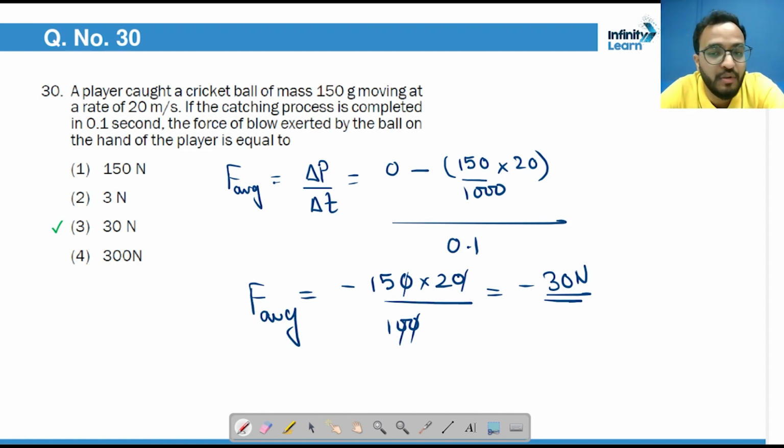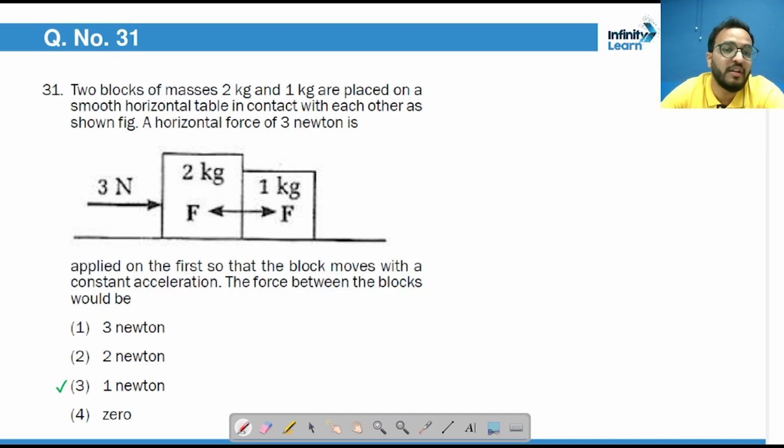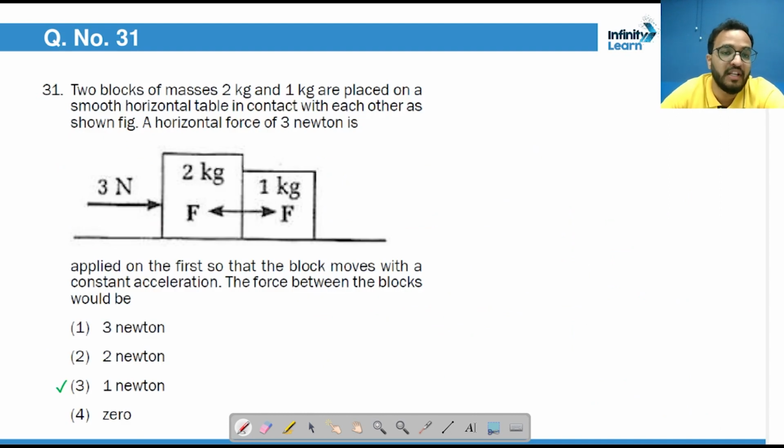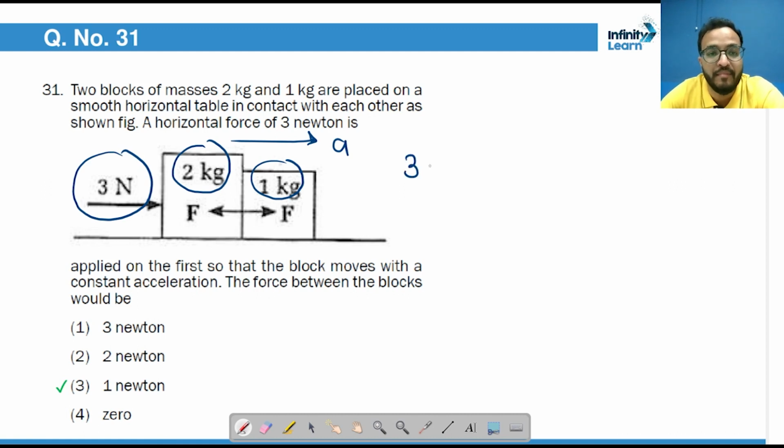Is it understood? Now question number 31, it is exactly similar to question number 29. Here they have already divided it, and they have said that it is 2 kg and this is 1 kg. First of all, we will say overall this system will go with acceleration A and the net force acting on the system is 3 Newton. So 3 is equal to total mass into acceleration. So acceleration is 1 meter per second square.